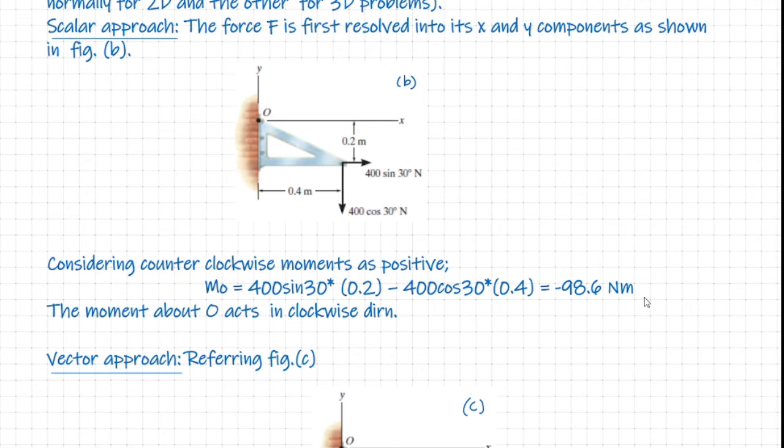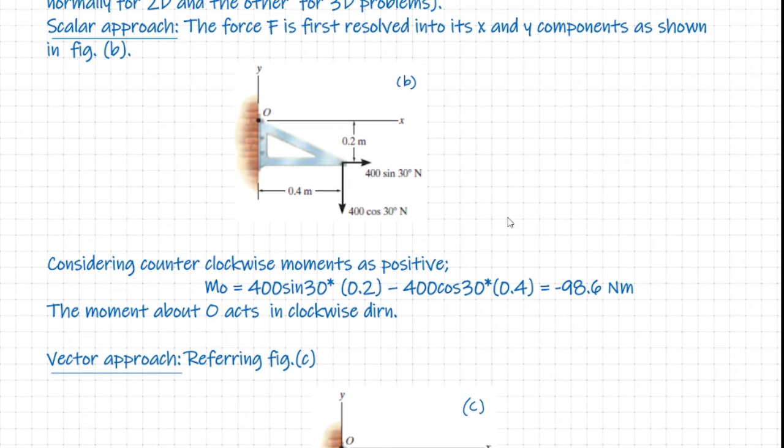What does this indicate? We assumed the counterclockwise moment as positive and obtained the magnitude of the resultant moment at the point O as minus. It means that the resultant moment acting at the point O is in the clockwise direction. Okay, clockwise direction. So we obtained the magnitude 98.6 Newton meter, and we also know that it acts in the clockwise direction at the point O.